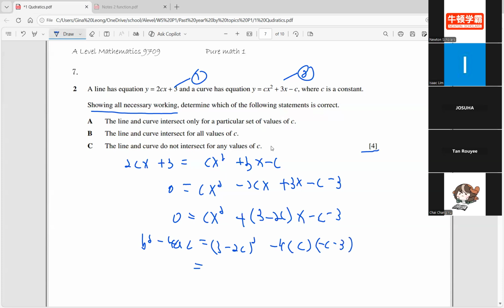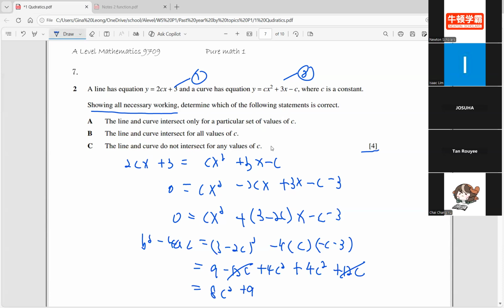Okay, I get 9 minus 12c plus 4c squared plus 4c squared again plus 12c. Okay, that's all. Yeah. Okay, this one and this one I cancel. I will get 8c squared plus 9.